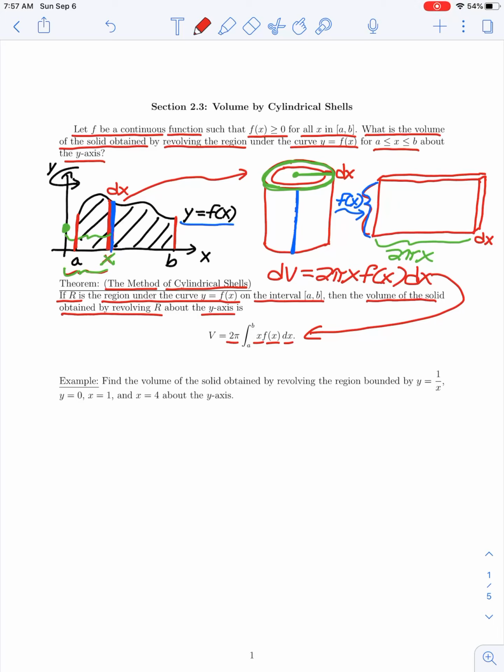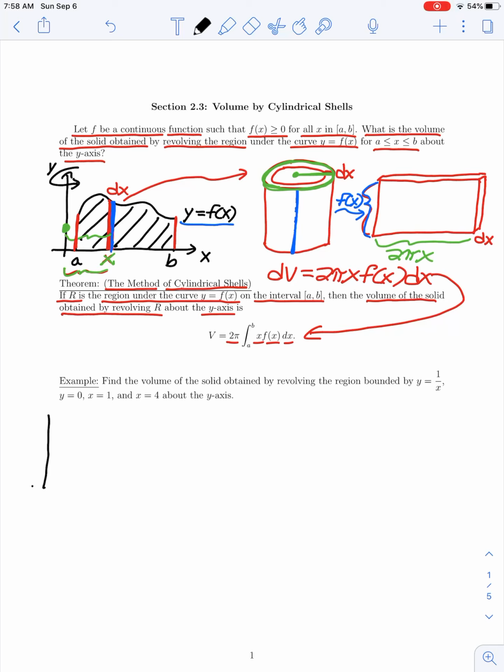So to get a little more familiar with this method, let's look at some examples. In our first problem, we're asked to find the volume of the solid obtained by revolving the region bounded by y equals 1 over x, y equals 0, which is the x-axis, and the lines x equals 1 and x equals 4 about the y-axis. So as with our previous section, we know that it typically helps to visualize our region. So let's start by sketching this.